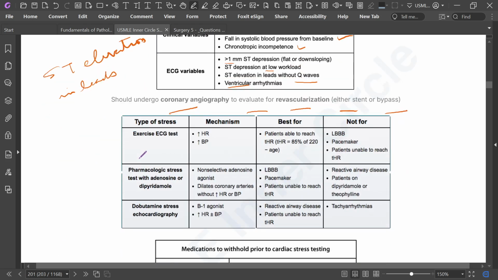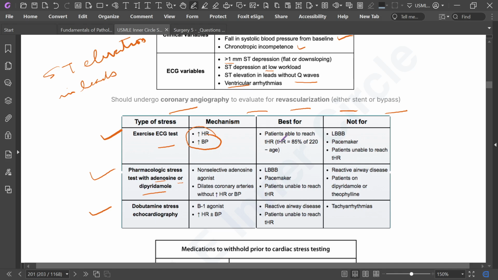What are the types of stress test? It may be an exercise ECG test. There may be a pharmacological test with adenosine or dipyridamole, and dobutamine stress echocardiography. In ECG stress testing, the heart rate is increased and blood pressure increases.